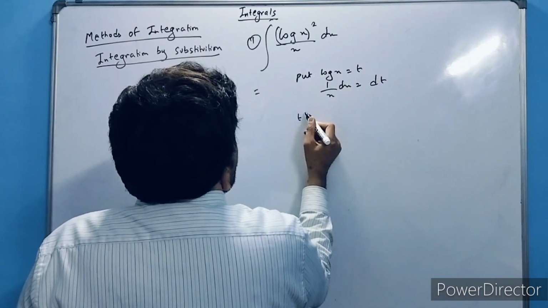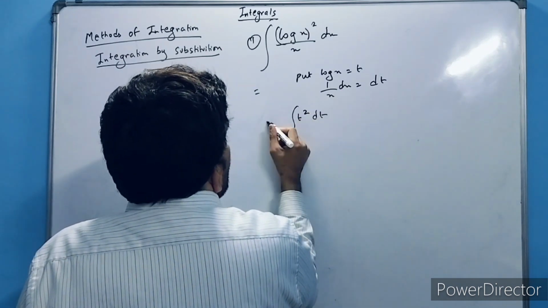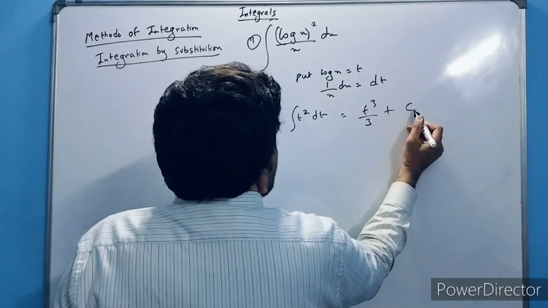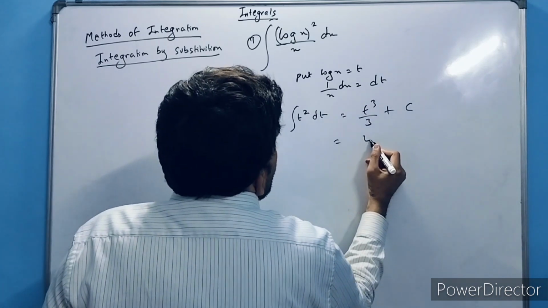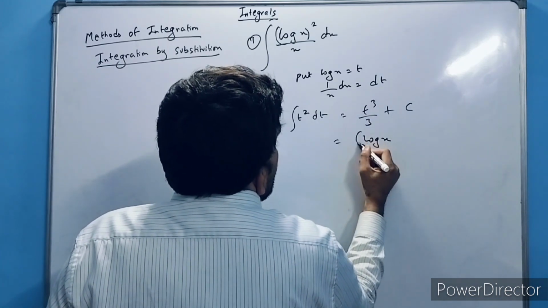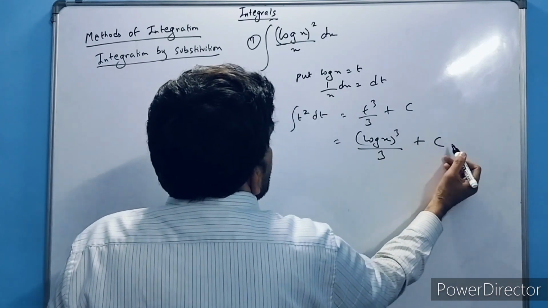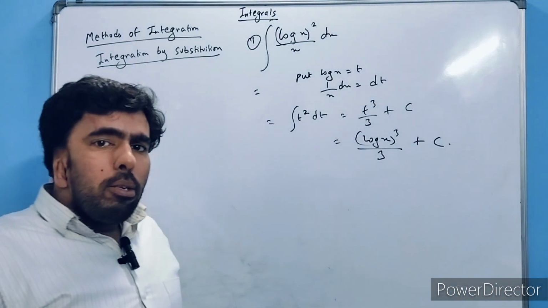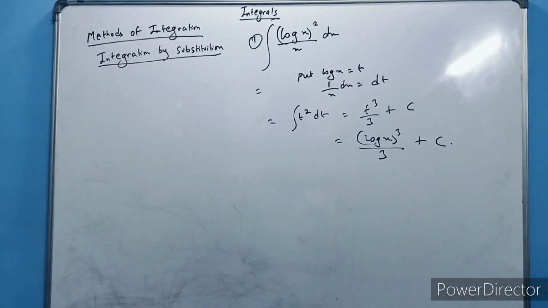So what I got here is the integral of t square dt. Now let's integrate it. I got t cube by 3 plus c. What is t? Log x. So the answer is (log x) whole cube upon 3 plus c. Okay, so that is how we are able to solve the numerical.